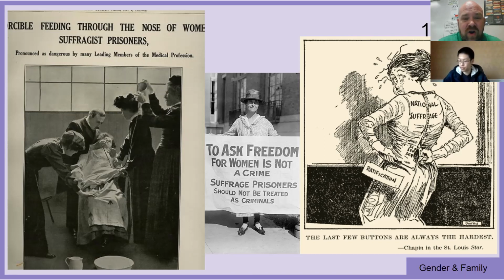Woodrow Wilson orders the guards, keep these women alive. We can't let them die. So they force feed the women. They force feed them by shoving a tube up their nose, down their throat. So you have a tube going up your nose, down your throat, all the way into your stomach. And then they pour chicken broth down the tube.